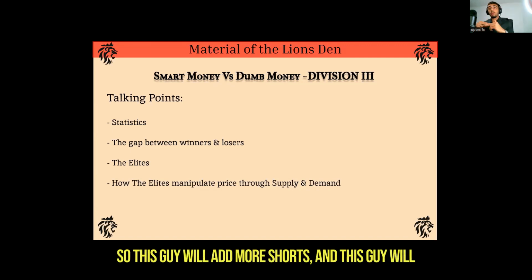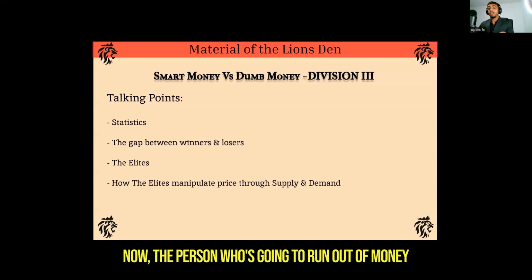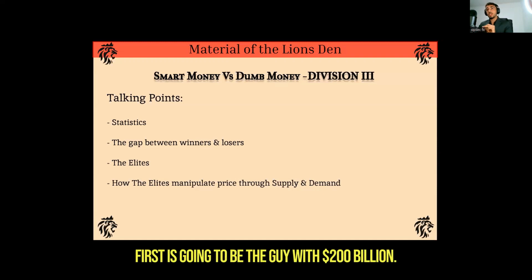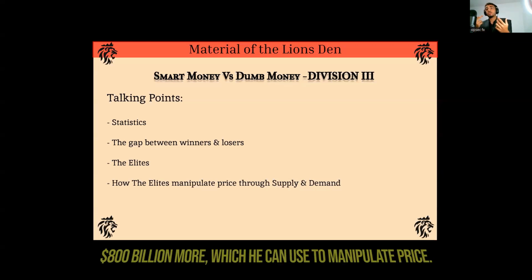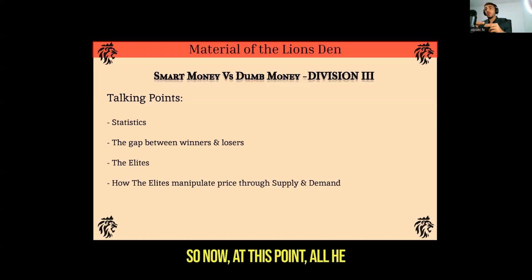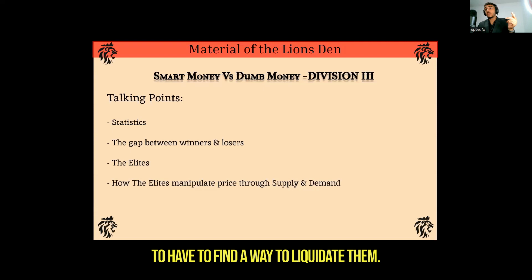So this guy will add more shorts and this guy will add more longs until one of them runs out of money. Now, the person who's going to run out of money first is going to be the guy with $200 billion. What happens when he runs out of money is the $1 trillion guy is going to be left with $800 billion more, which he can use to manipulate price. So now at this point, all he has to do is manipulate price up. And now the $200 billion guy is going to be underwater in his shorts, and he's going to have to find a way to liquidate them.